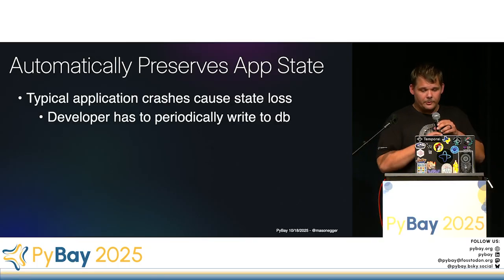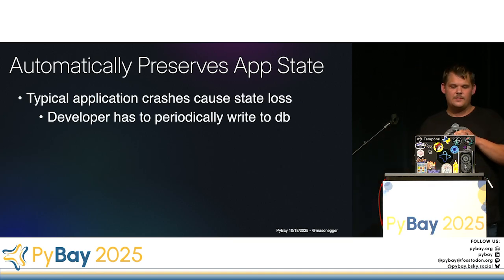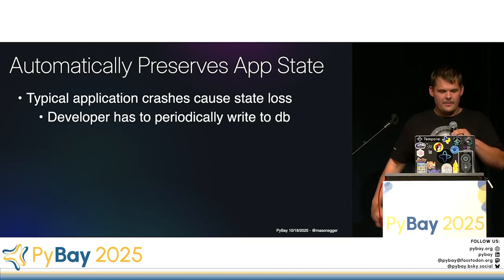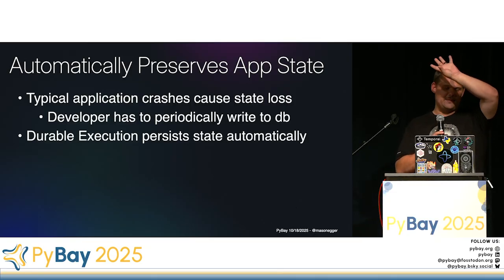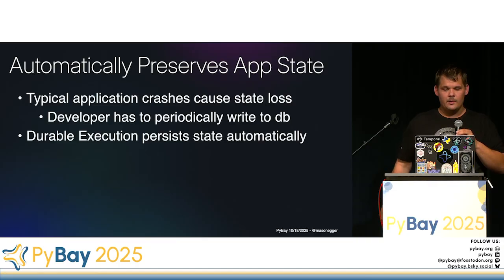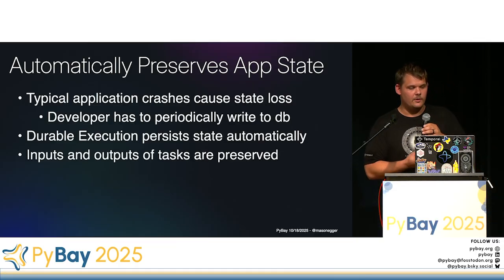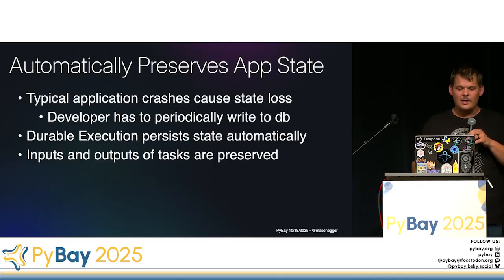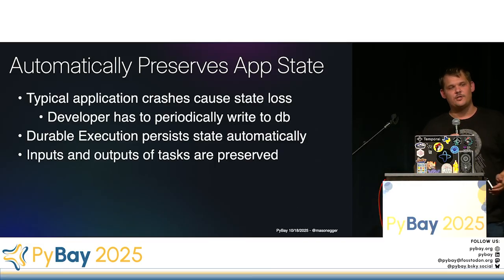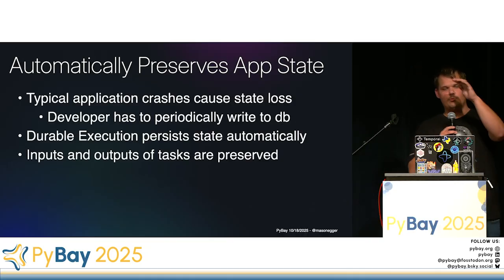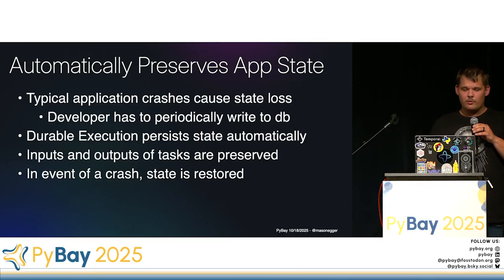In durable execution, application state is automatically persisted to the database by the platform. And this platform maintains the database where this is stored. So basically, your platform maintains the database and all of the orchestration of it. The inputs and outputs of all of your tasks are preserved. The local variables are also made durable. And then on a crash, the state is rebuilt from the point of the crash using the inputs and outputs that were stored to put you back right to where you were and then continue forward. In the event of a crash, you restore it all.